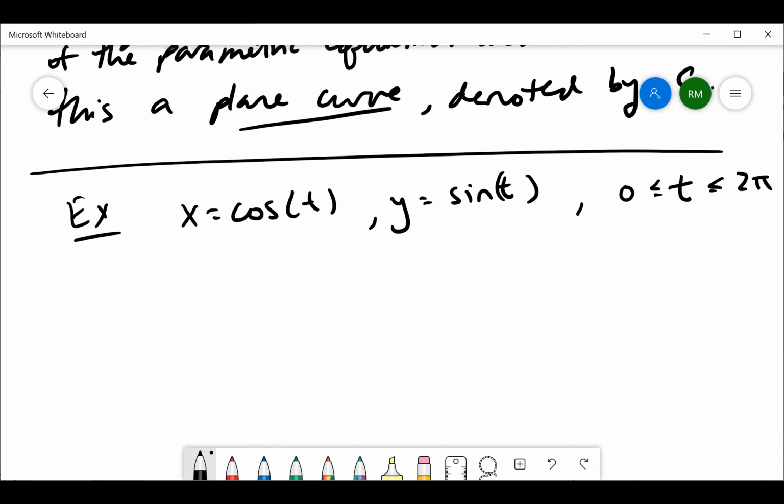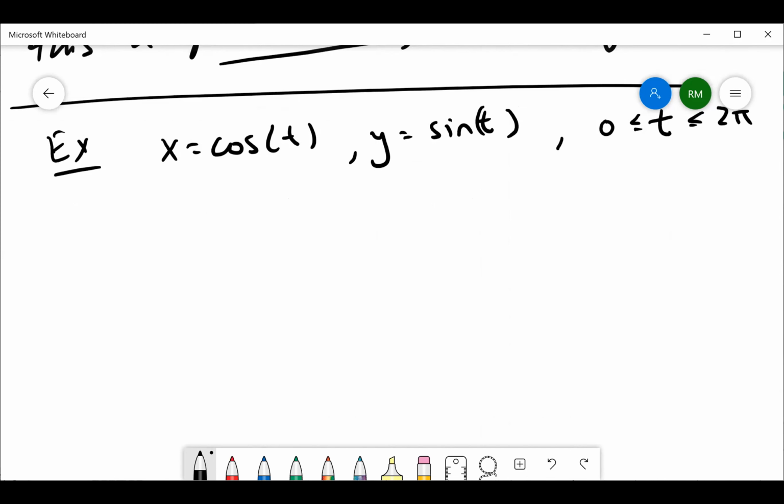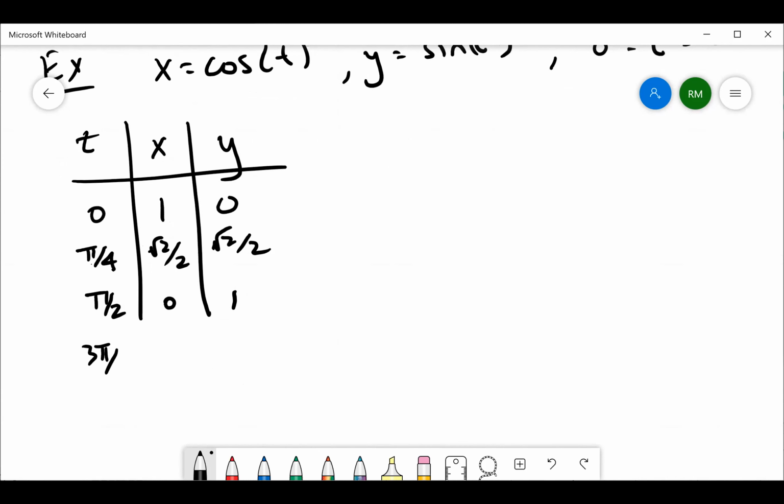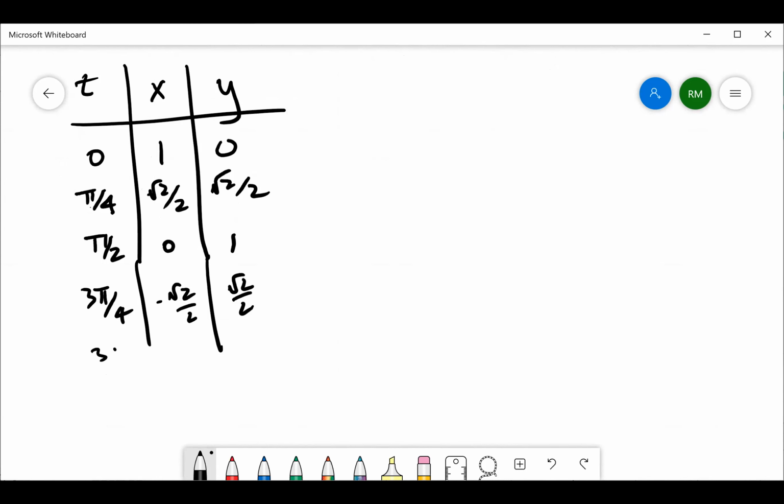All right, now that you've had a chance to do that, let's plug in some values. So I will have my t value, x, y. So let's do 0, and the cosine of 0 is 1, 0. Let's do t of pi over 4. That's root 2 over 2, root 2 over 2. Pi over 2, 0, 1. 3 pi over 4, that's negative root 2 over 2, root 2 over 2. And then let's just finish this up with pi, 3 pi over 2, and 2 pi.